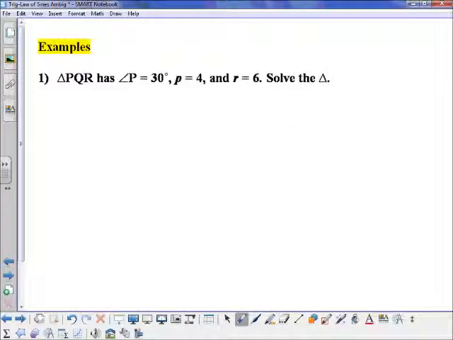So let's go ahead and do some examples. Again, I'm keeping the angle 30 degrees so we don't have to pull out the calculator. Okay, so here we are given triangle PQR. I recognize it's side-side-angle, because angle P, side little p. Once you see that, it's going to be this case.